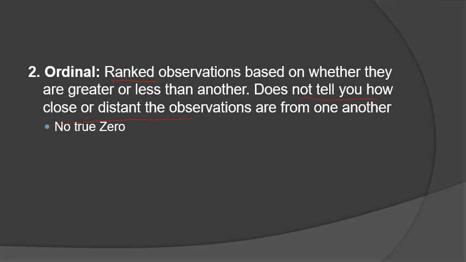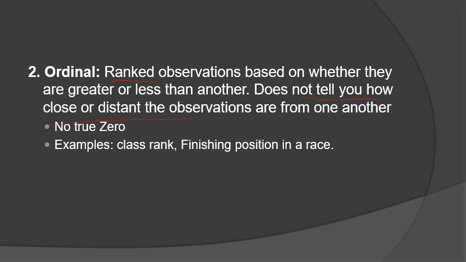Some examples: finishing position in a race, your class rank, that's a good one: freshman, sophomore, junior, senior. For that, seniors are beyond juniors, juniors are beyond sophomores, sophomores are beyond freshmen, master's students are beyond seniors. When you've got class rank like that, the order is what's important, but it doesn't necessarily mean that a senior has finished exactly so many credits more than a junior. It just means that they have passed a threshold and they are beyond that.